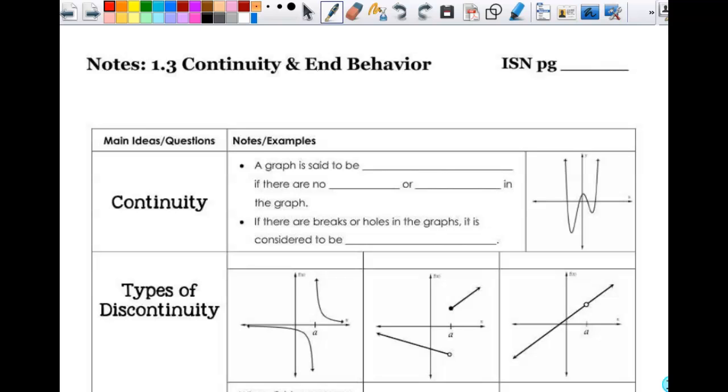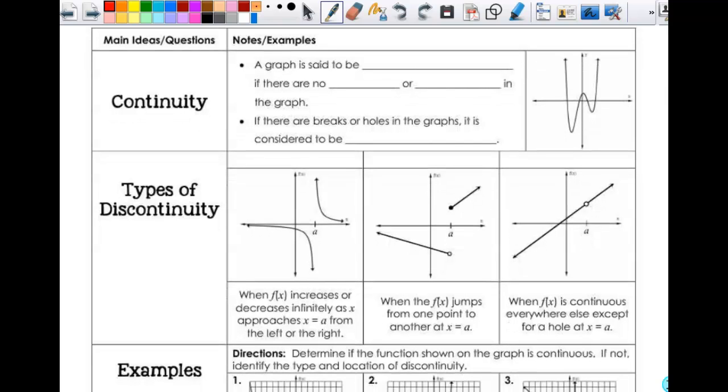Continuity and end behavior is what we're looking at today. So, a graph is said to be continuous if there are no breaks or holes in the graph.